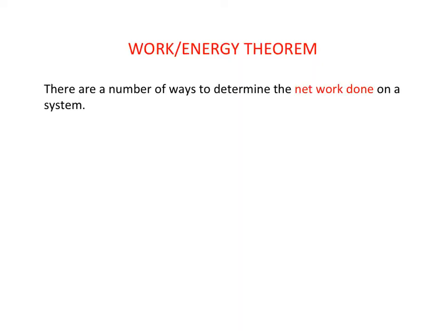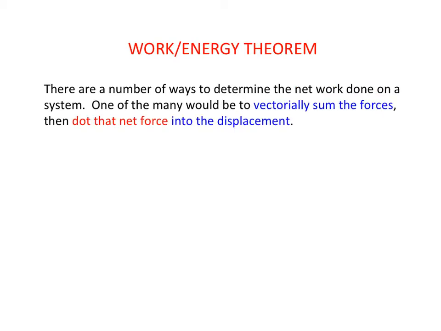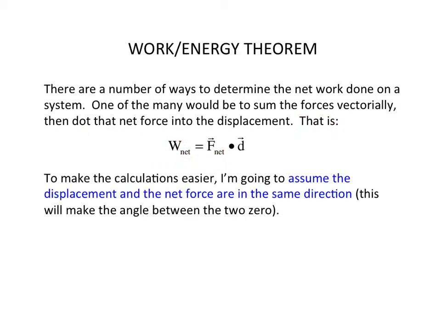There are a lot of ways to figure out how much net work is being done on a system. One of the more obvious ways is to just sum up all of the forces and then take that net force and dot it into the displacement. Mathematically, this is the way you would characterize that process. We're going to use this relationship to figure out a net work quantity, and to do it, we're going to end up making some assumptions.